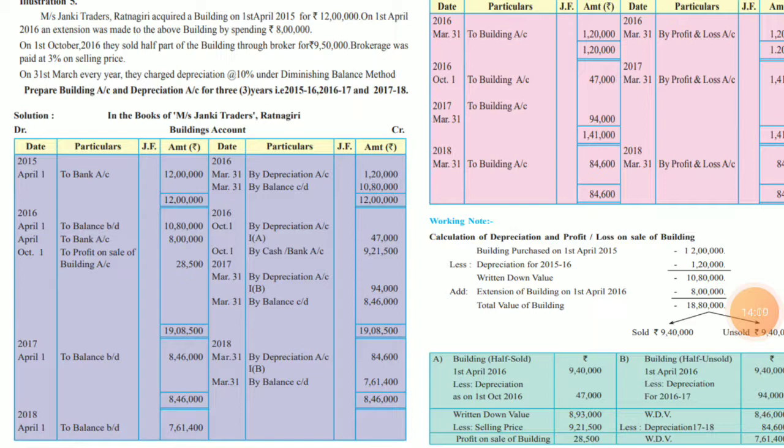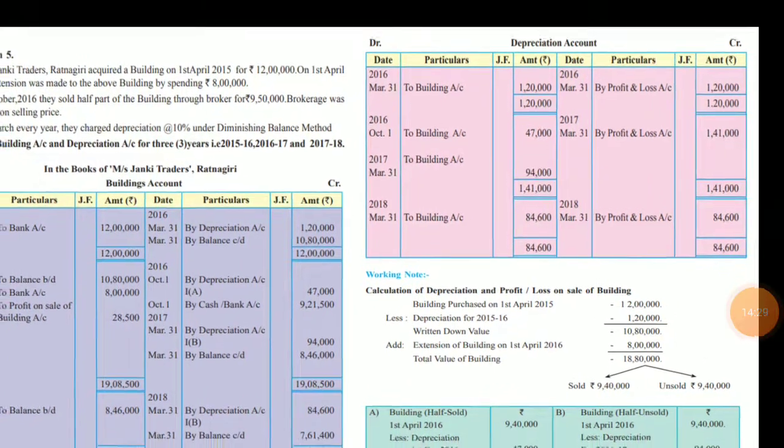So this is how you are supposed to do the problem. So first thing, before you read the problem, you have to make arrangement that on the first page there is a working note. So first thing, read the problem, start doing the working note. Then the second is the asset account, and the third one is the depreciation account. So let's see how the depreciation account is prepared.